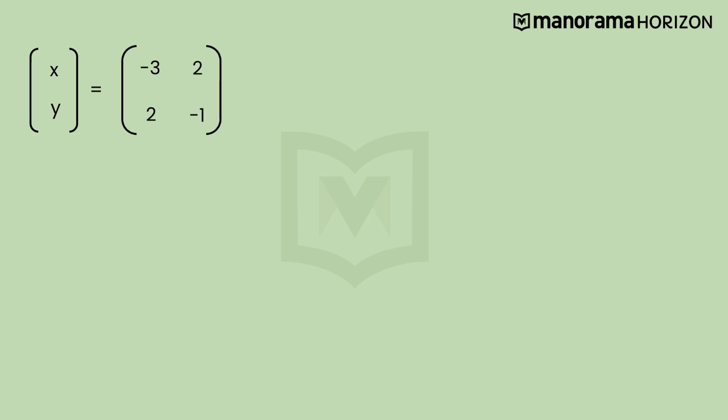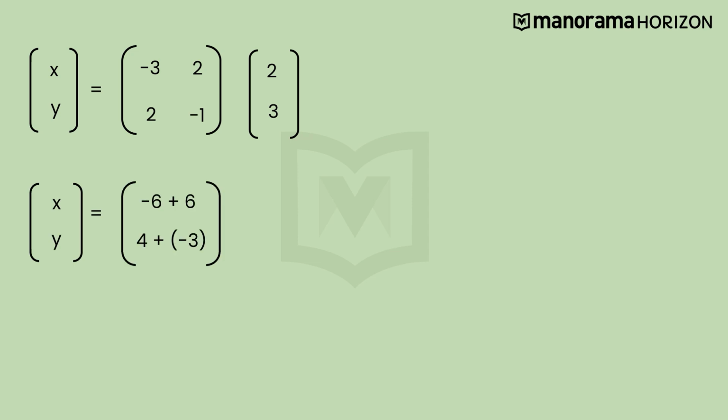(x, y) is equal to (-3, 2, 2, -1) into (2, 3). Perform multiplication of matrices. So we get -6 plus 6 in the first row and 4 plus -3 in the second row, which is calculated and we get it as 0, 1. Now compare both the matrices. We get x is equal to 0 and y is equal to 1.